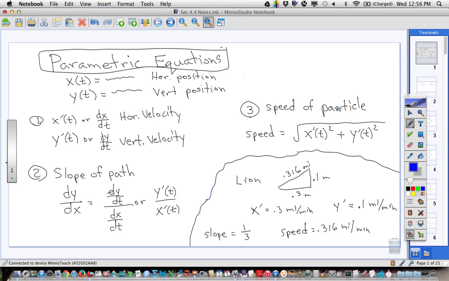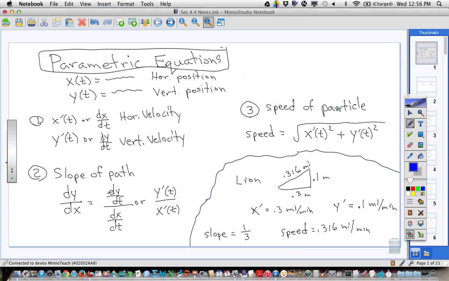So what gets interesting about this is our derivative gets a lot more specific about what it means. We can't just say, well, y prime is speed, or y prime is velocity, or y prime is rate of change, or whatever. It's with respect to what? So with respect to t, we're talking about horizontal and vertical velocity because of the time element. The slope of the path, though, is not the rate.